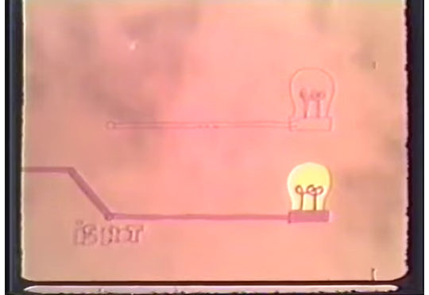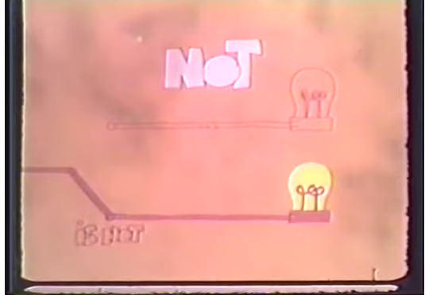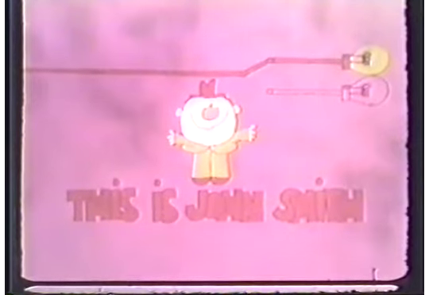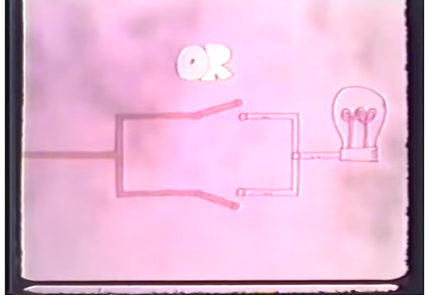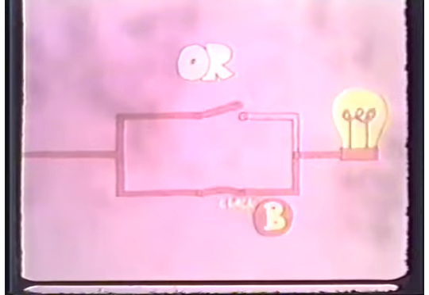Another logic circuit is the NOT relation. This is John Smith. This is not John Smith. It is raining. It is not raining. Then the OR relation can also be shown as a switching circuit.